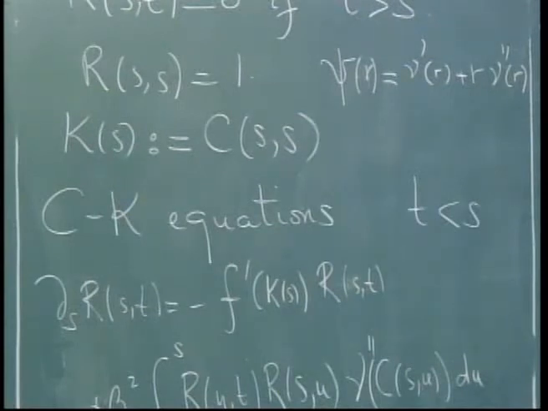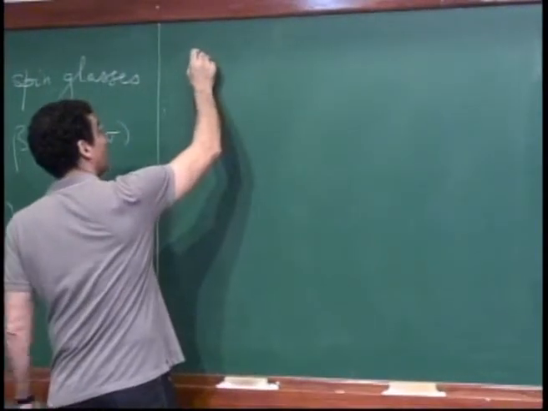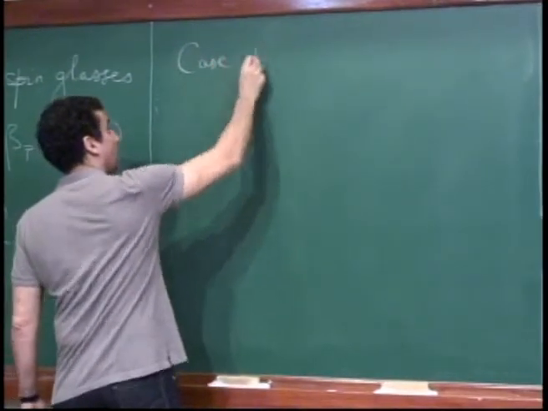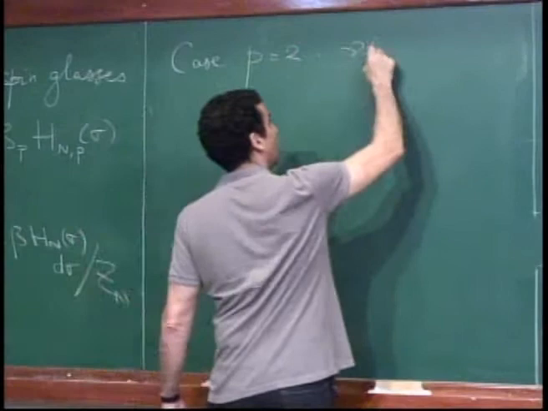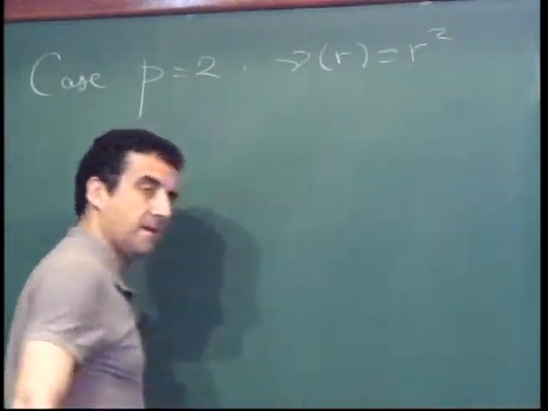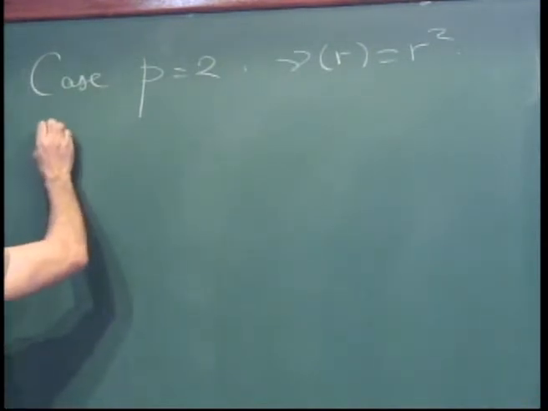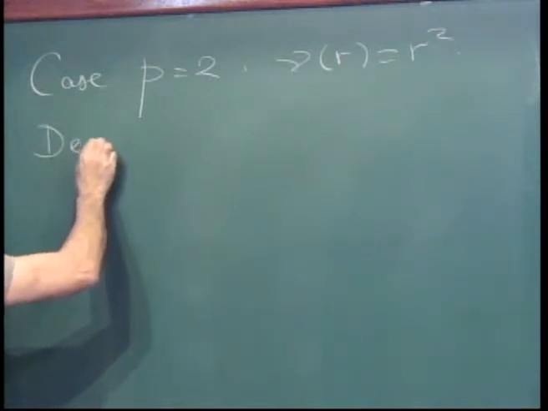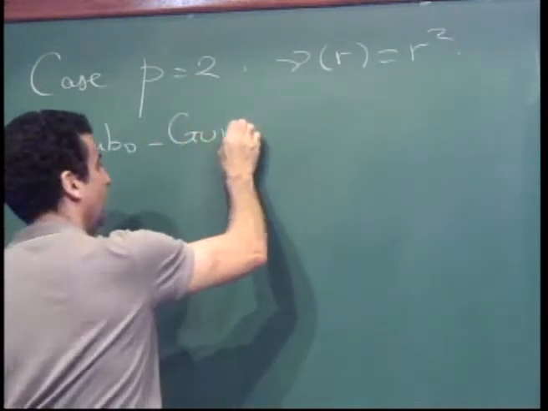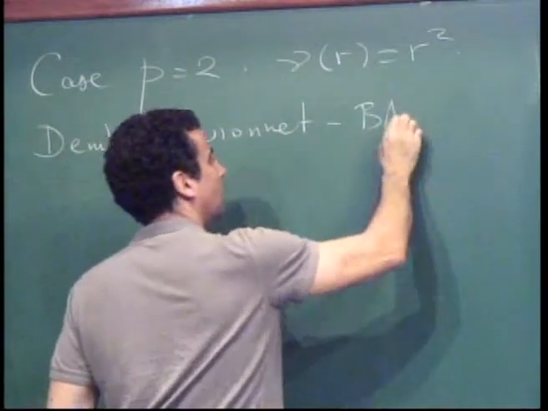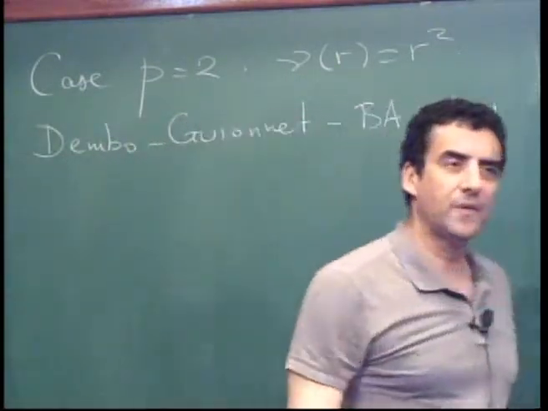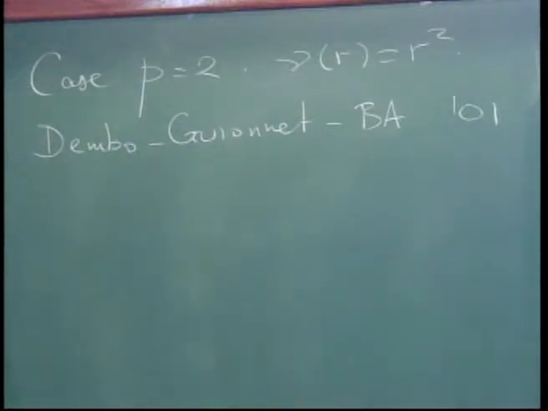But in fact, you do, in one case, which was studied before, so there's one case which is much simpler. That was the case where P equals 2, where your nu of R is just R squared. Right? The Sherrington-Kirkpatrick model on the sphere. So that was studied by the usual suspects, Dembo, Guionnet, and myself, earlier. It was in 2001 or 2002. At this point in time, we studied completely the dynamics of this model, and we proved aging for it.